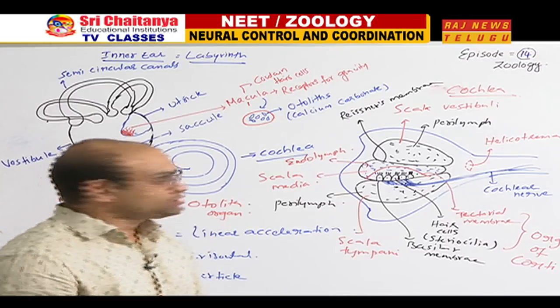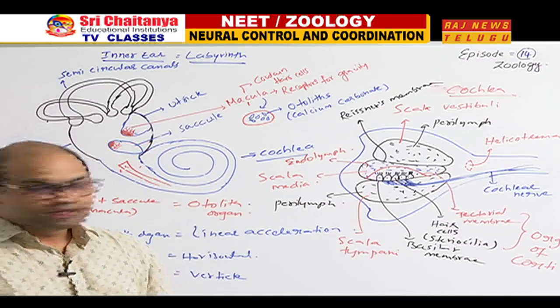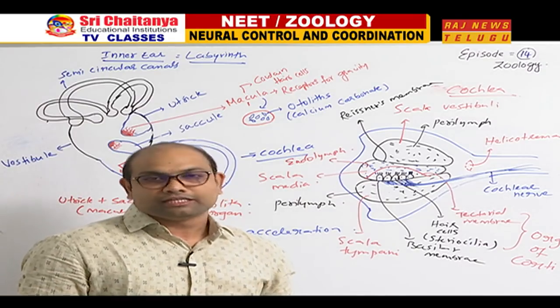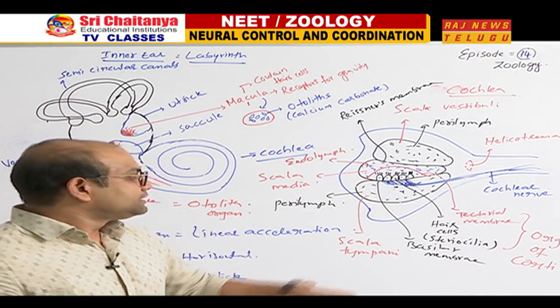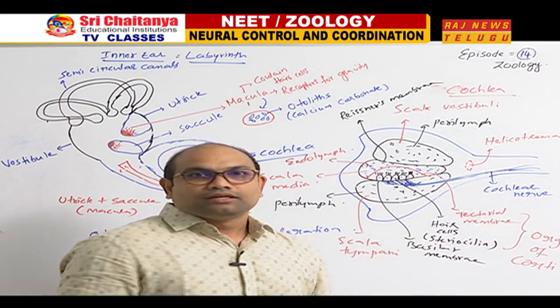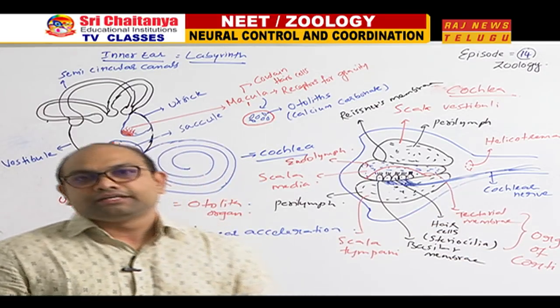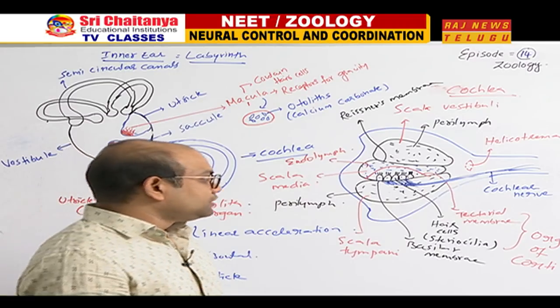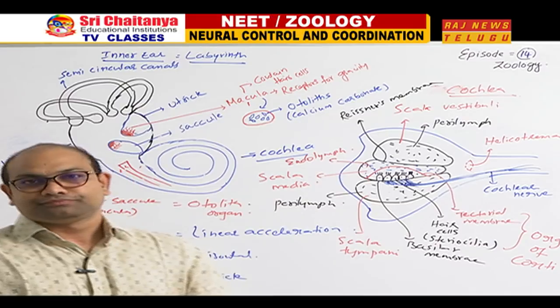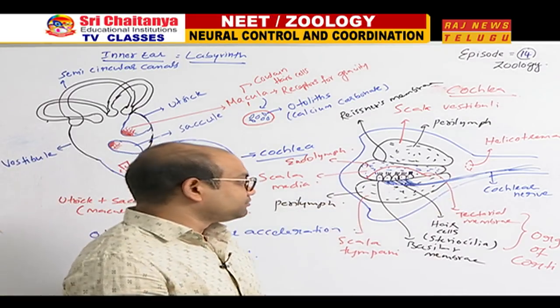It is having two branches. One branch is vestibular branch. Vestibular branch is related to semicircular canals, utricle, saccule, and is responsible for the balance of the body. Second branch is cochlear nerve. This cochlear nerve will carry the electric stimulus related to the sound waves to the primary auditory area of cerebrum. That I will discuss in mechanism.